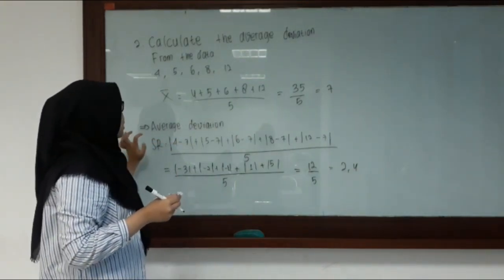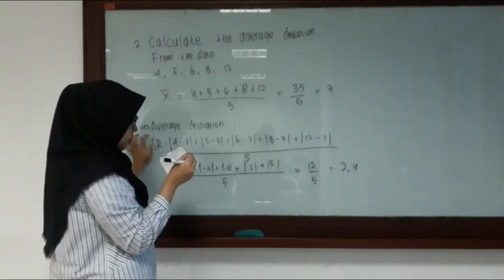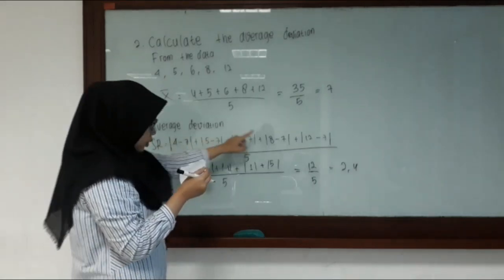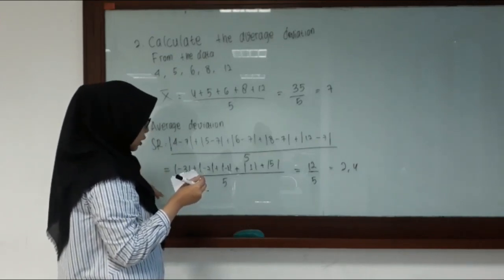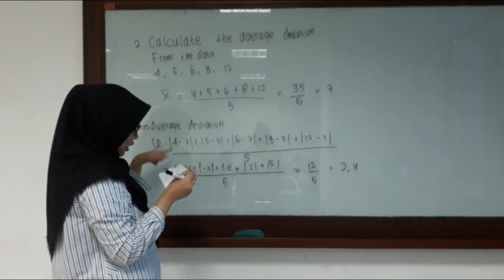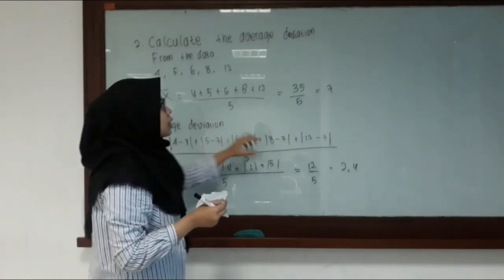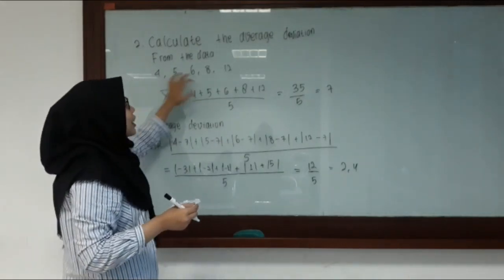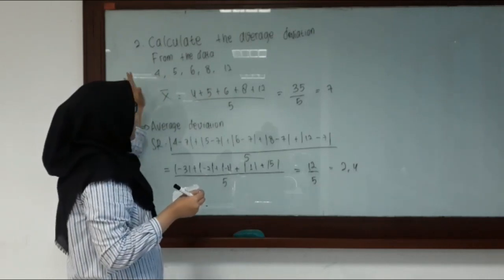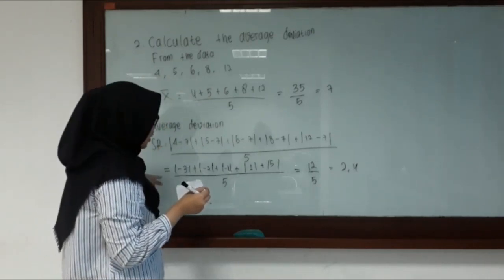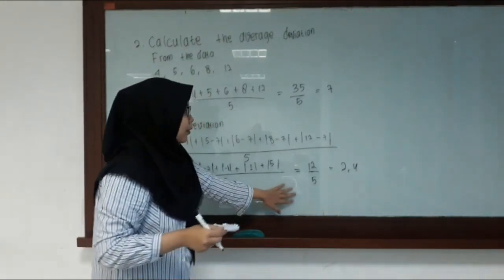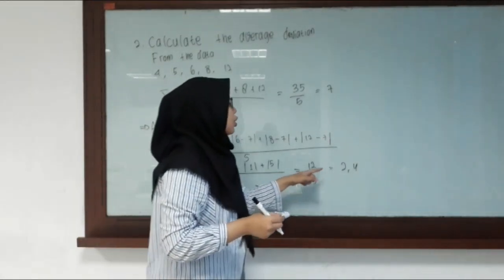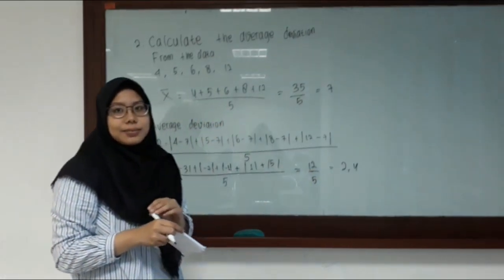And then we must find the average deviation. This is the absolute value of 4 minus 7 until the last data minus 7. So we get the result 12 divided by 5, which is equal to 2.4. Enough for today.